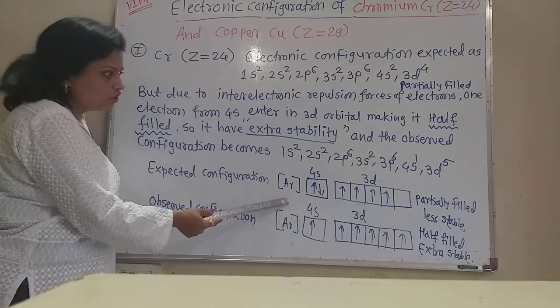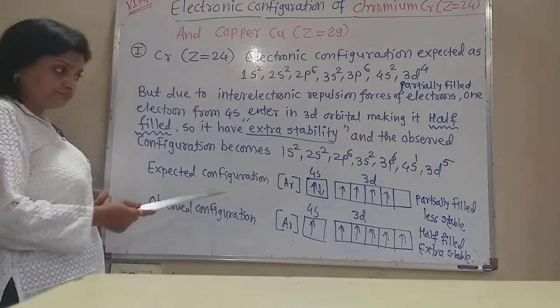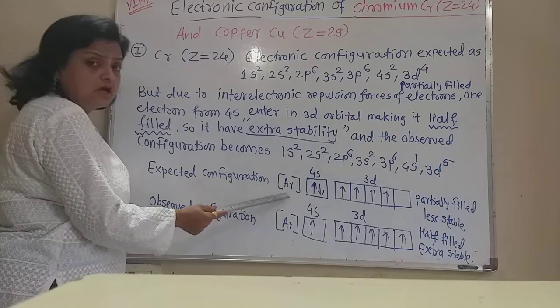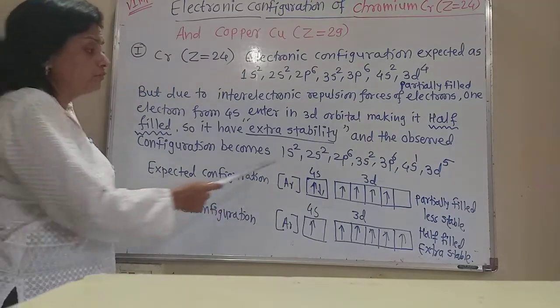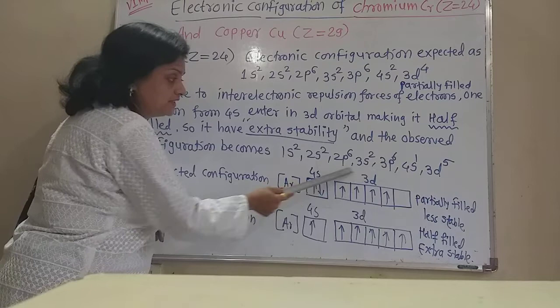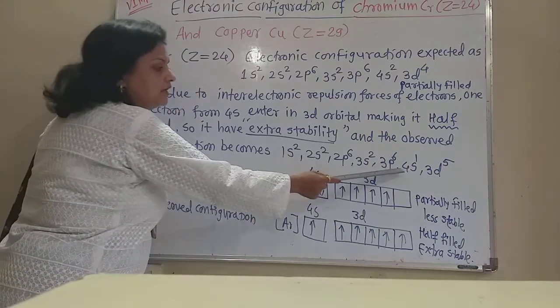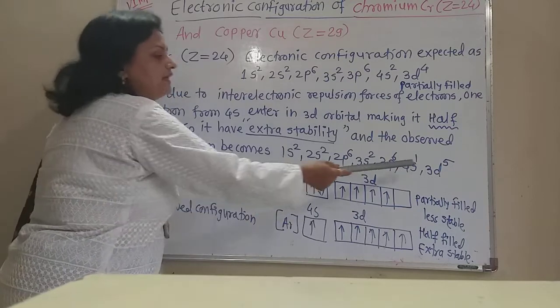Here are 18 electrons up to argon. We know that these 18 electrons are shown by this square bracket in argon. Argon has the configuration up to 3p6. Now this is argon. Again, the 4s orbital is shown here, and 3d.